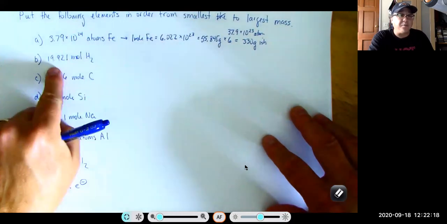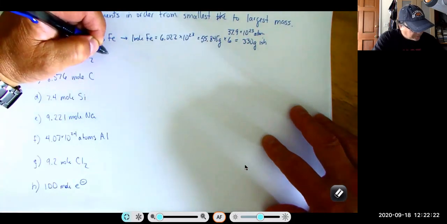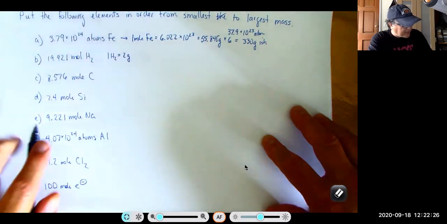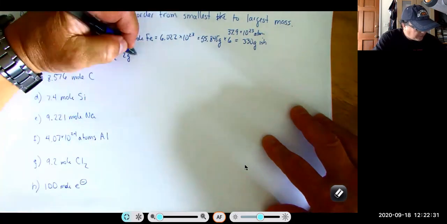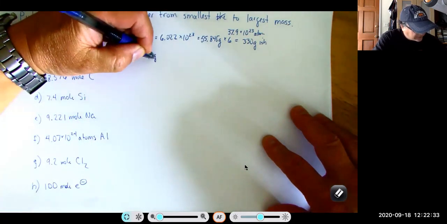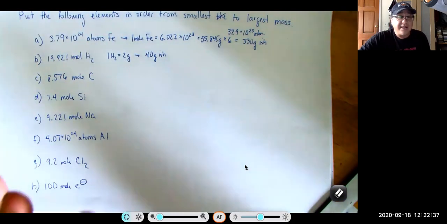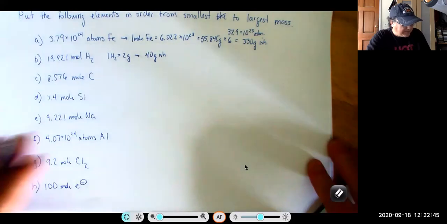Now what about 19.92 moles of H2? Well, I know that 1 mole of H2 is about 2 grams. So 19 moles of this, which I'm going to round to 20, becomes 40 grams. So can we tell right away, without doing a whole lot of work, but doing some work, that B is smaller than A? Are you with me here, folks? And I'm showing some work here, right?